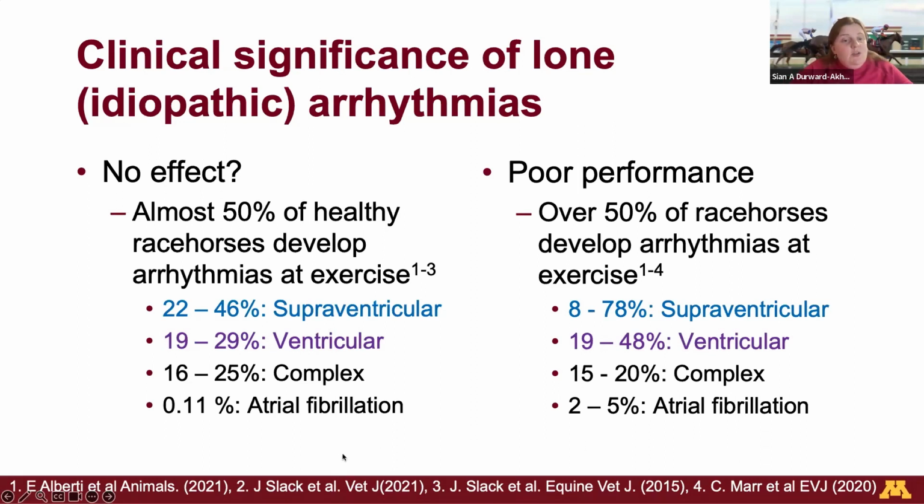The one arrhythmia where we do see a clear difference is atrial fibrillation, and that's why we know that this is associated with poor performance. The frequency of atrial fibrillation cases in the poor performance category is much higher than when we look in healthy racehorses.